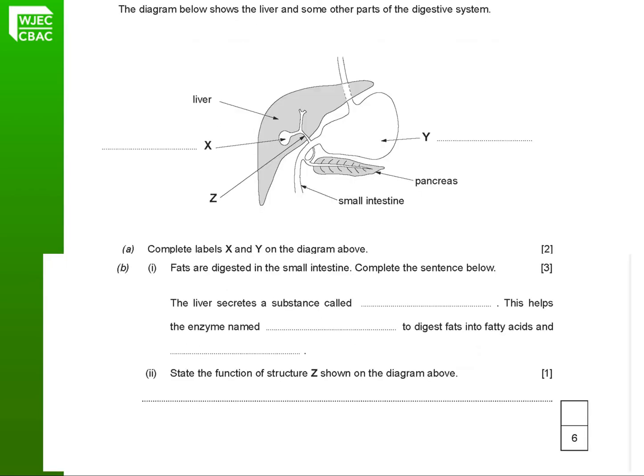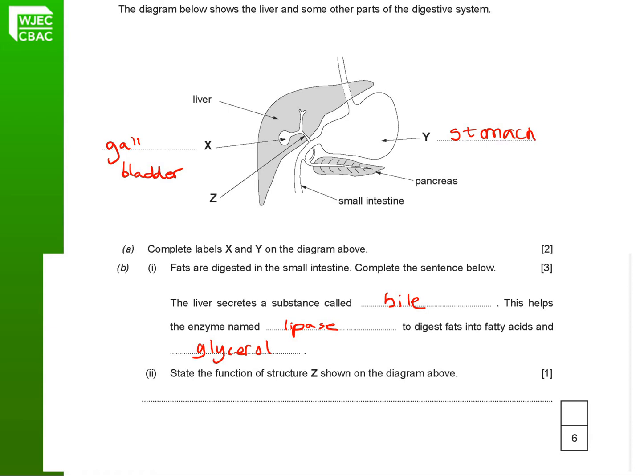Okay, so if we now have a look at the answers for question 1. You should have for organ X that this is the gallbladder. And Y is the stomach. For question B, fats are digested in the small intestine. Complete the sentence below. The liver secretes a substance called bile. This helps the enzyme named lipase to digest fats into fatty acids and glycerol. State the function of structure Z shown on the diagram above.